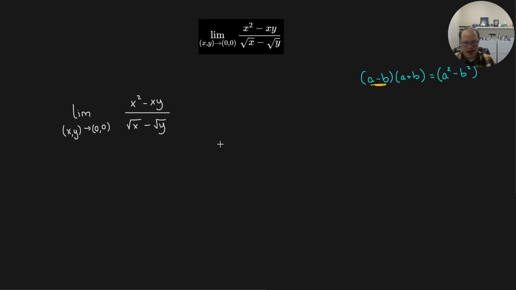and right now I have something like this. I have one guy minus another guy. Then I need to multiply by what's called the conjugate. The same two terms, but with the opposite sign in the middle. Okay, so I'm going to multiply by root x, root y, the same two terms, but with the opposite sign in the middle. And of course, what I do at the bottom, I've got to keep things balanced, so I'll do the same thing to the top.